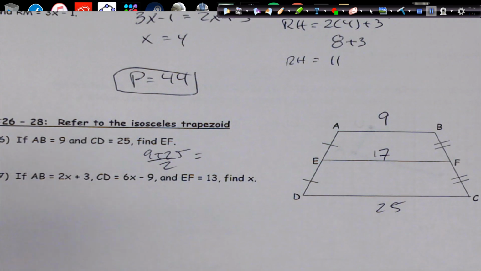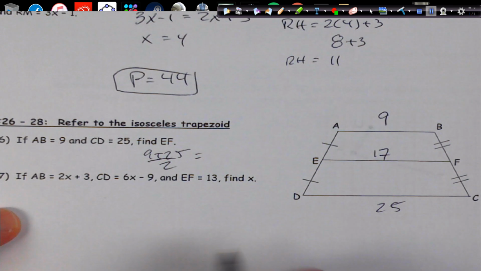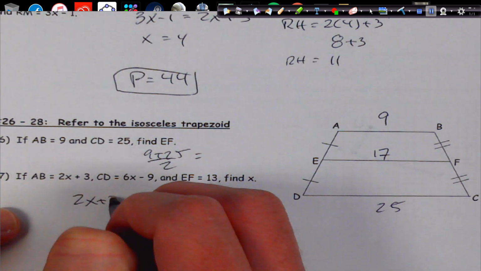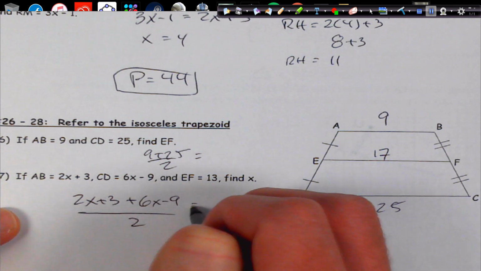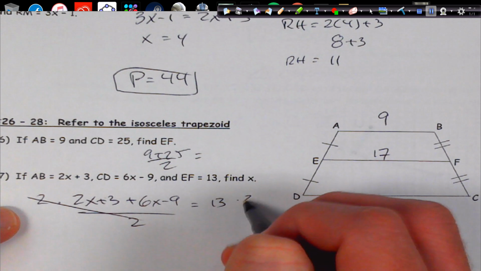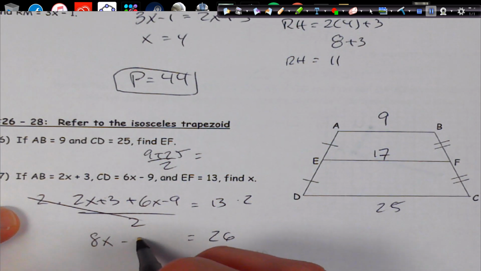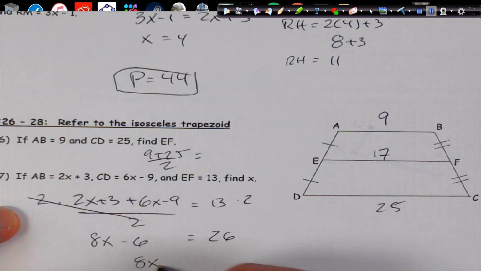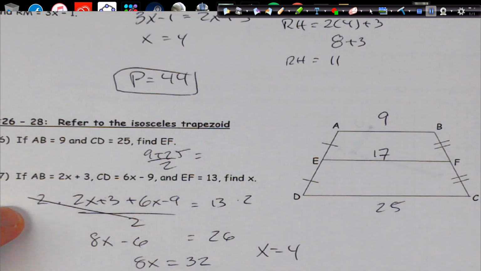And then they want me to do the same thing basically, but this time I'm given different variables. So AB is 2x plus 3 plus 6x minus 9, that's whole divided by 2 equals 13. I'd rather multiply both sides by 2 to make my life a little easier. I'll combine those like terms, add the 6 over, and then divide by 8, and we should get x equals 4.